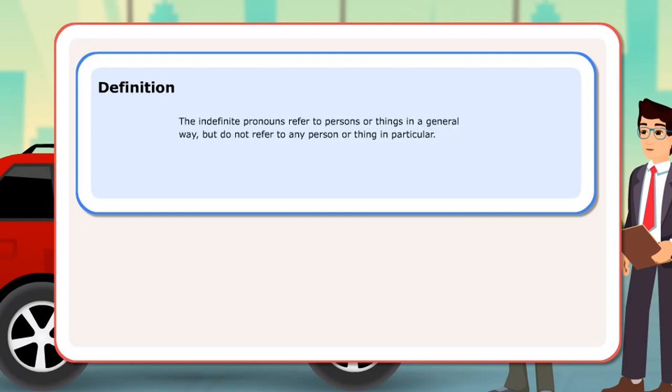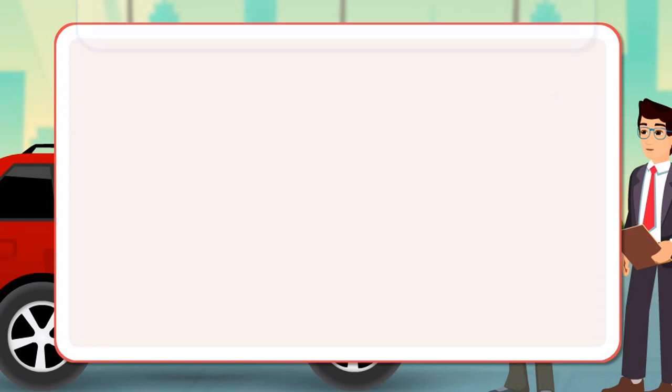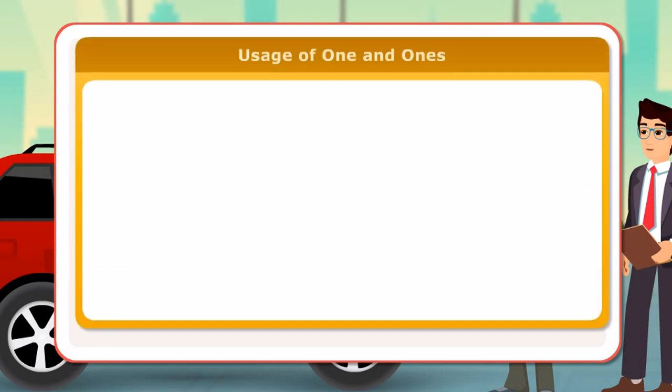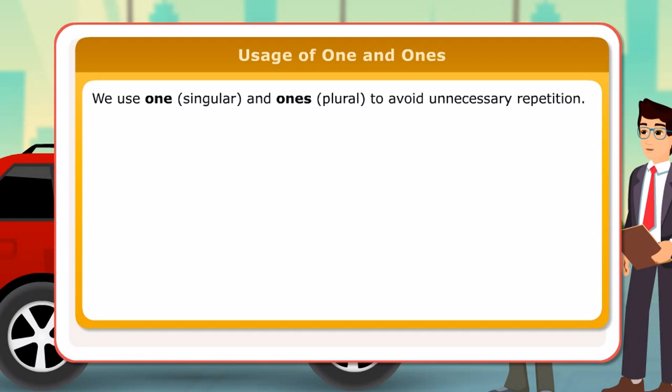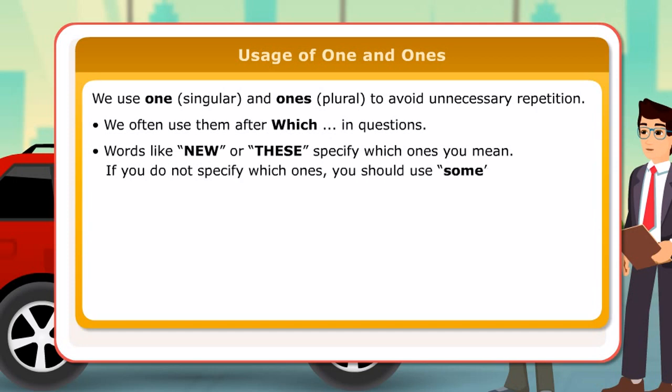Definition: the indefinite pronouns refer to persons or things in a general way, but do not refer to any person or thing in particular. Usage of one and ones. We use one (singular) and ones (plural) to avoid unnecessary repetition. We often use them after which in questions. Words like new or these specify which ones you mean. If you do not specify which ones, you should use some.